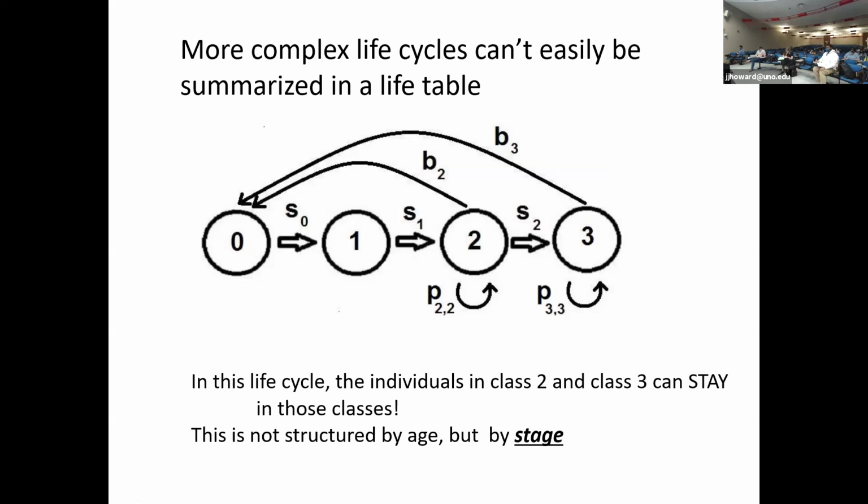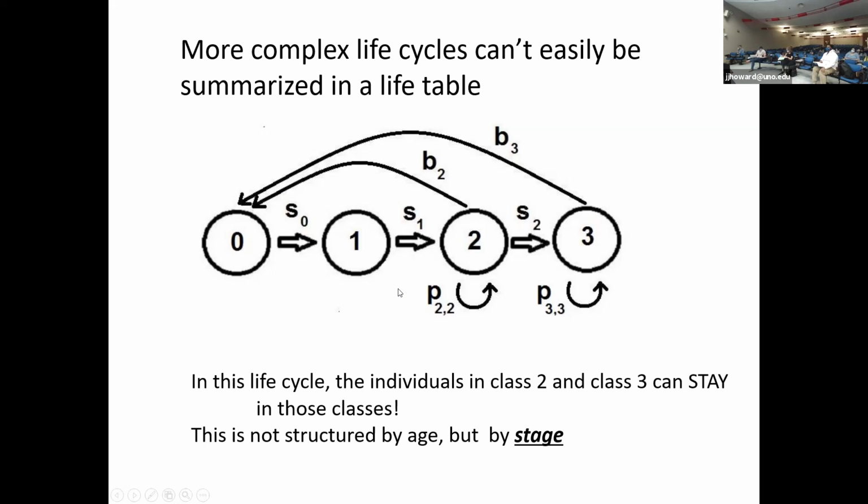So in this life cycle, these small adults could survive to become large adults. They could die, or they could remain small adults. And they would once again have the same birth rate that small adults have. Okay. Over here, the large adults could either die or they can remain large adults. So here we've got the probability of starting in stage 2 and ending in stage 2. And here we've got the probability of starting in stage 3 and ending up in the next time step in stage 3 once again.